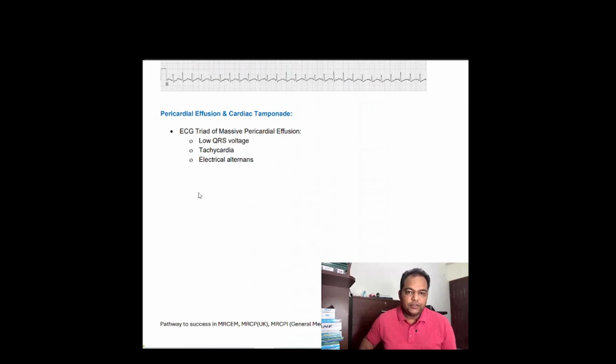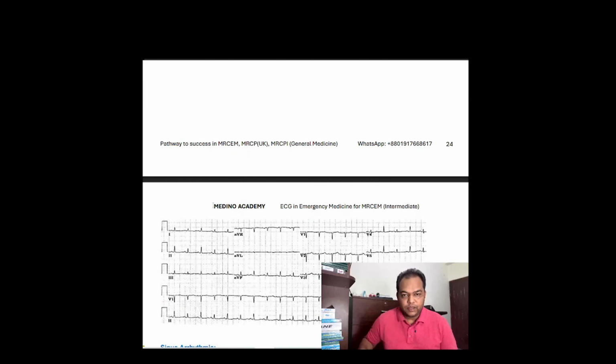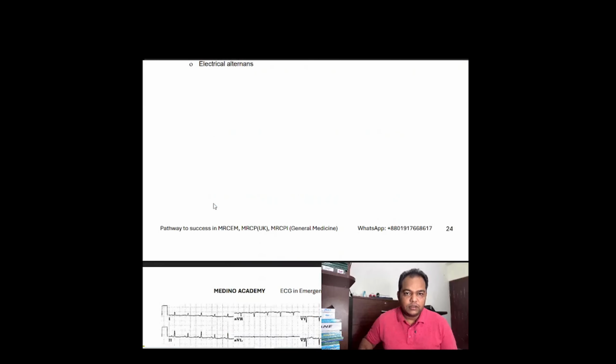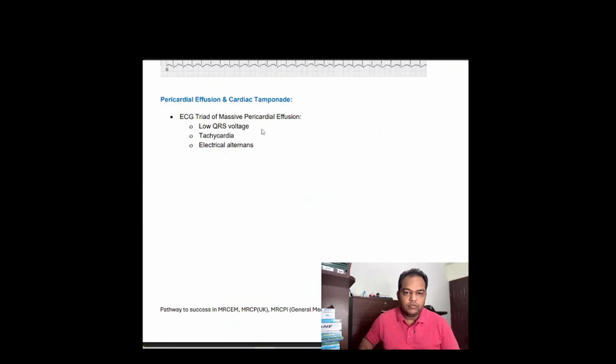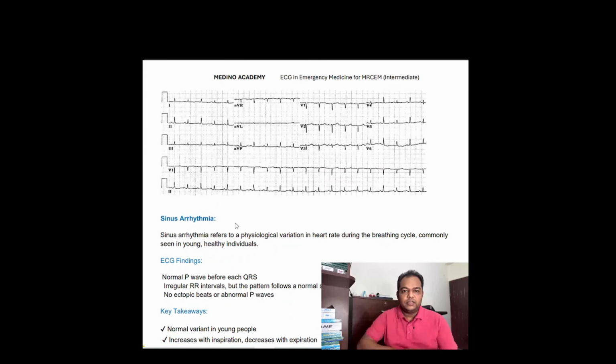Now the pericardial effusion or cardiac tamponade. What will be the ECG findings of pericardial effusion or cardiac tamponade? First of all, low QRS voltage, tachycardia, and electrical alternans. You can see in this picture, these are low QRS complexes. The amplitude of the QRS complex is small. So low QRS complexes.